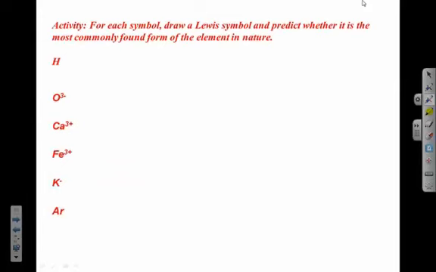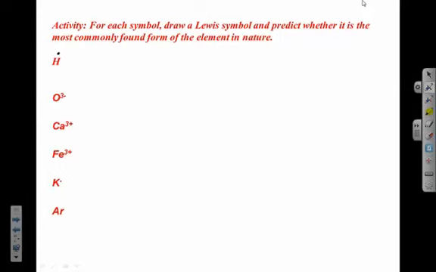So let's do some examples that are a little bit more complicated. Here, I want to draw the Lewis symbol and predict the most commonly found form for the element in nature. So hydrogen, if it's neutral, how many dots should I put around it? 1. It only has 1 electron if it's neutral because it has 1 proton. So what's its most commonly found form in nature? The idea is, can I give it a noble gas configuration? And if so, how can I do that without creating a lot of charge imbalance?